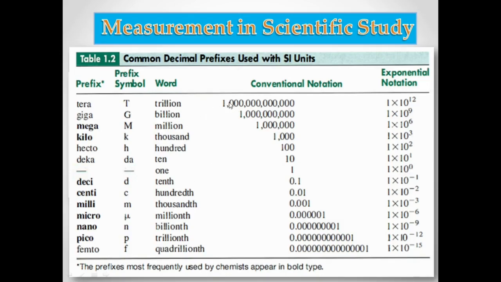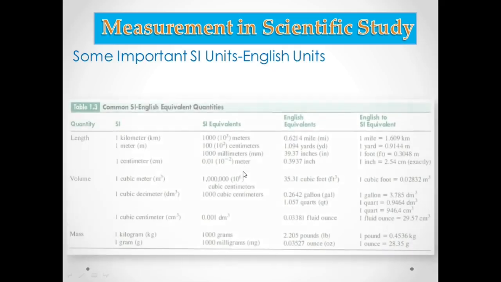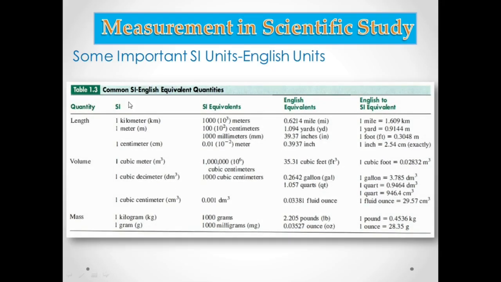That is what we mean by these prefixes, and you should also put this in your index cards. We have also some important SI units and English units, the conversion of SI units and English units, and you can also write this on your index cards. For length, the SI unit is kilometer or meter, and the base should be meter. In mass, the base unit should be grams. 1 kilometer is 1,000 meters, and 1 meter is 100 centimeters, or 1,000 millimeters. And 1 centimeter is 10 to the negative 2 meters.